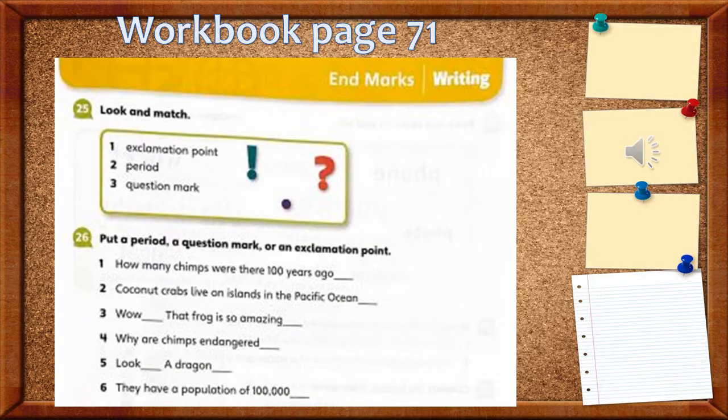Please open your workbook, page 71, and we have the activity 26. In this one, you need to put a period, a question mark, or an exclamation point in these 6 different sentences. It depends on the sentence. For example, the number 1. How many chimps were there 100 years ago? It's a question. So you are going to choose the question mark. Then we have the number 2. Coconut crabs live on islands in the Pacific Ocean. Period, right?